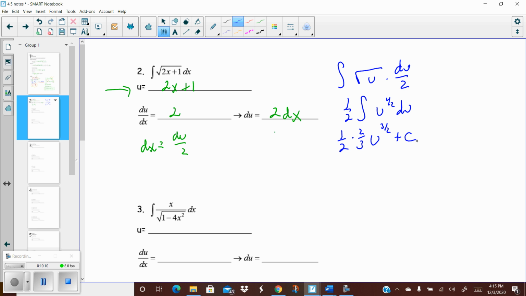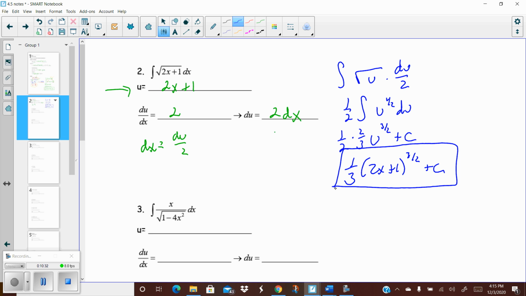Now we can simplify the 1/2 times 2/3, because that's going to give us 1/3. And we'll replace the u with the original u value of 2x plus 1, because we need to put it back into its original variable. And that is your antiderivative.